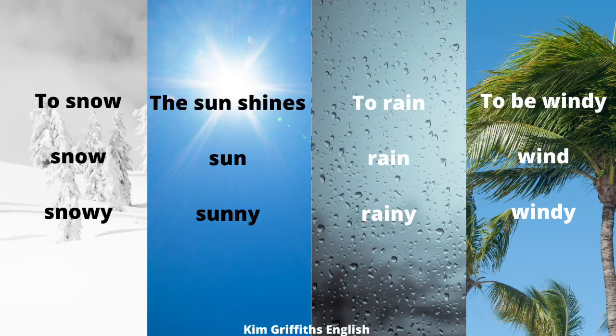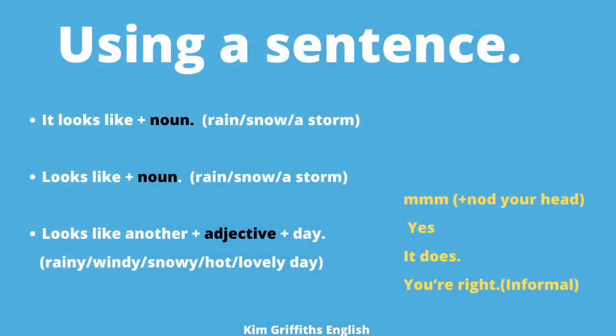First, we need to check this vocabulary. So we have all the verbs. So to snow, the sun shines, to rain, to be windy. And then we have the nouns. Snow, sun, rain, wind. And then we have the adjectives. Snowy, sunny, rainy, or windy. We can make small talk by using a sentence, a question, or a sentence with a question tag.